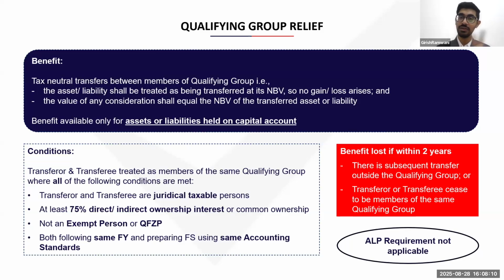Second thing is, if any of the persons, the transferor or transferee, cease to be members of the same qualifying group. That is, the ownership interest came down below 75%. That is how you lost the qualifying group status, or that company has been liquidated or it has been shut down within the period of 2 years. In that case, also it would cease to be member of the qualifying group. So if any of these things happen within 2 years from the date of transfer, then this relief is going to be reversed, and you will have to make the adjustments again back to the original one, how the transfer had been undertaken.